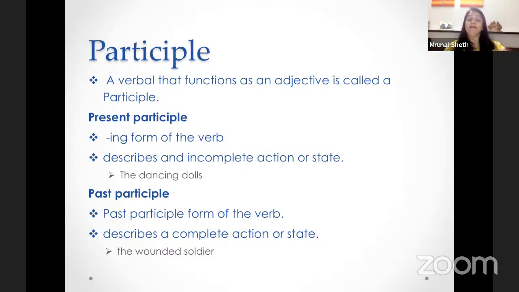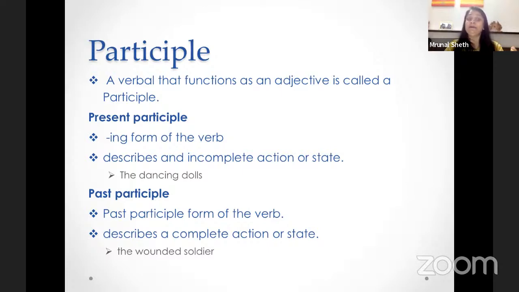And then there are some irregular forms as well, like go will become gone, buy will become bought, teach will become taught. So there are irregular forms, but you'll have to learn the past participle table. I always advise you to learn that. It's very important. And it describes the complete action or state which has already happened.